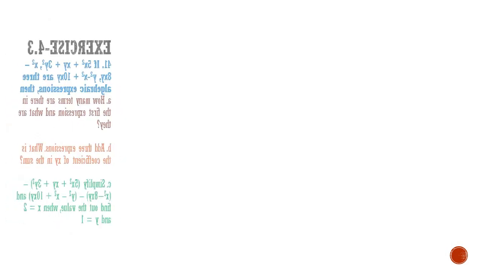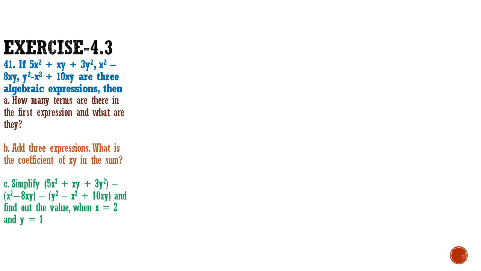Now question number 41 from exercise 4.3. This is another creative question, my dear. If 5x square plus xy plus 3y square, comma, x square minus 8xy, comma, y square minus x square plus xy are 3 algebraic expressions, then how many terms are there in the first expression and what are they?